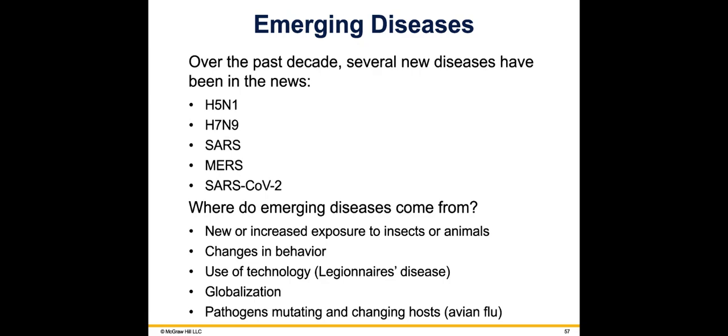Globalization, or being able to have this very globalized society where you can hop on a plane today and by tomorrow be in Europe and then hop back on a plane and go to Asia or Australia and hop back on a plane and come back to the United States. That is putting people in contact with each other, and that spreads disease. And then, of course, those disease causing things called pathogens, they mutate and they change hosts. So, something like avian flu was affecting birds, but now it's jumped to people.